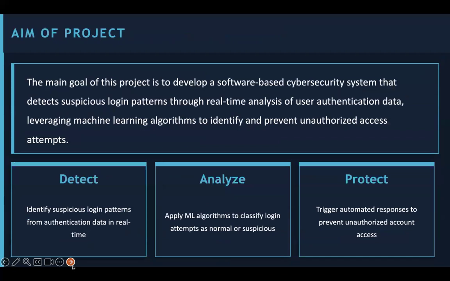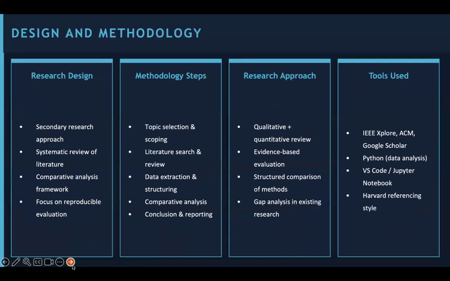Okay, what's the main, or let's say, the aim of the project? The main goal of this project is to develop a software-based cybersecurity system that detects suspicious login patterns through real-time analysis of users' authentication data, using machine learning algorithms to identify and prevent unauthorized access attempts. So we have detect, analyze, protect. Detect: identify suspicious login patterns from data in real time. Analyze: apply ML algorithms to classify login attempts. And protect, which is the main thing.